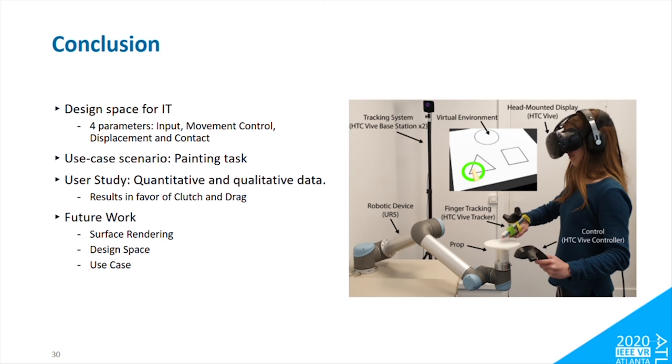Results pointed out that the preferred techniques were clutch and drag in quantitative and qualitative data, respectively. Future work can consider testing 3D surface rendering for the proposed technique, as well as an evaluation of the effectiveness of this technique for rendering a large contact area. Future work can also consider the exploration of other combinations of the current design space or the inclusion of new interaction parameters. New use cases can also be conceived from these techniques and from the design space as well.